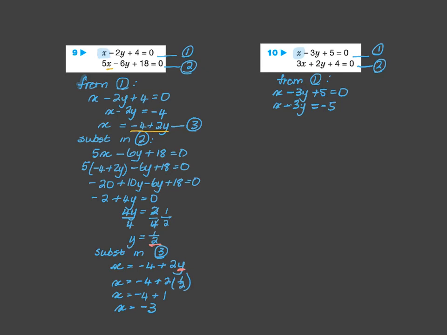Then I must add 3y to both sides. X minus 3y plus 3y is 0, so I just have x is equal to minus 5 plus 3y. So now I've made x the subject of my formula. I'm going to call that equation 3, and then substitute equation 3 into equation 2.